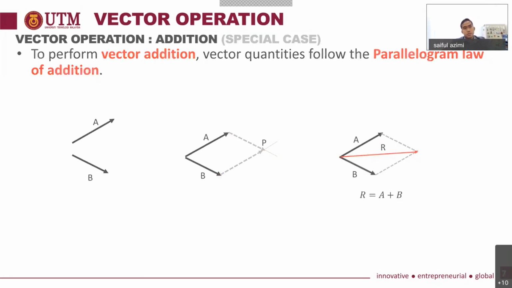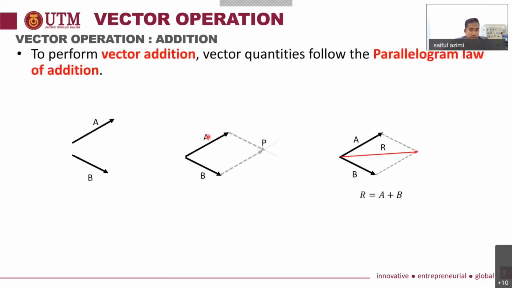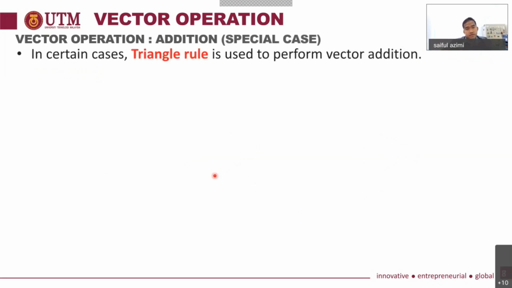Okay. Right. So next we have a special case. Previously you see here, each vector is connected. We call this one the tail, and this one the head. So it is connected tail to tail. But if the vectors are connected head to tail, you need to use the triangle rule.